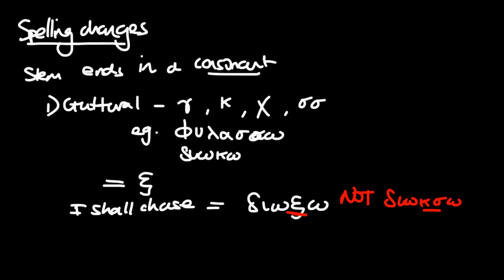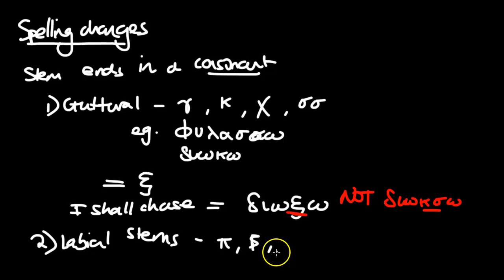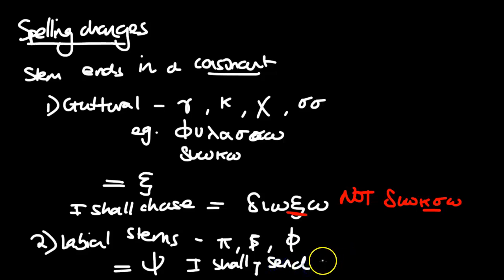The second example are labial stems. Okay? So these end in pi, beta, or phi. And instead of a xi, like the guttural stems form, these will form a psi. Okay? These will form a psi. So let's say you wanted to say, I shall send. I shall send. That is equal to pempso, with the psi instead of the pi plus the sigma. So as you can see, the sigma is incorporated into the psi. So that will be I will send.